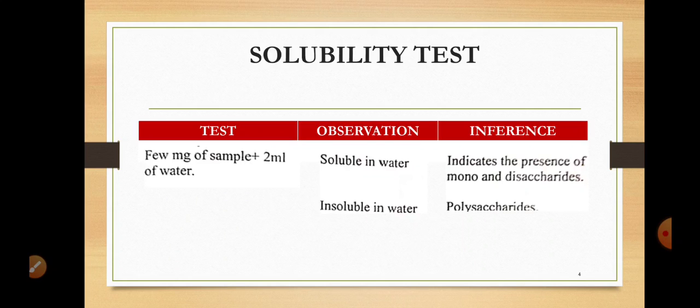The first observation may be that the compound is soluble in water. If the compound is soluble in water, it indicates the presence of monosaccharides or disaccharides. One more observation is that the sample may not dissolve in the water, that is, the sample is insoluble in water. If you get such an observation, it gives the inference that the carbohydrate sample you have taken for analysis is a polysaccharide.